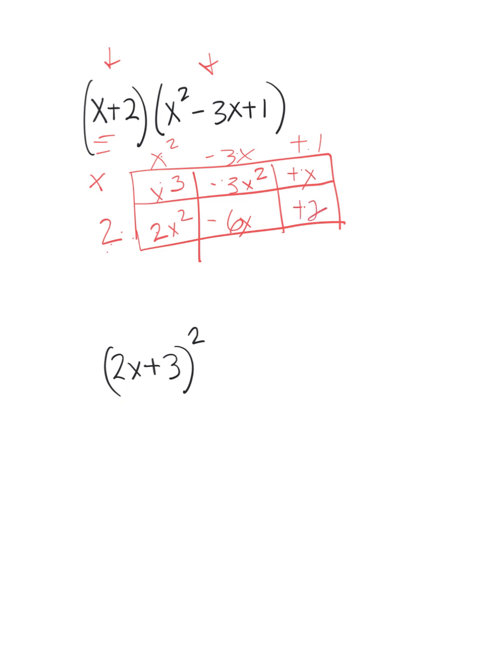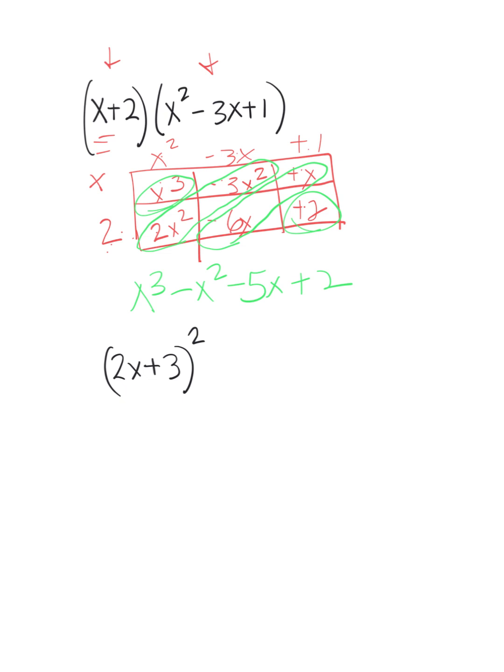And now we're going to take and combine like terms. X to the third will end up in my answer. 2 and negative 3x squared are going to be a negative 1x squared. A negative 6x and a positive 1x is a negative 5x. And then our constant is 2.